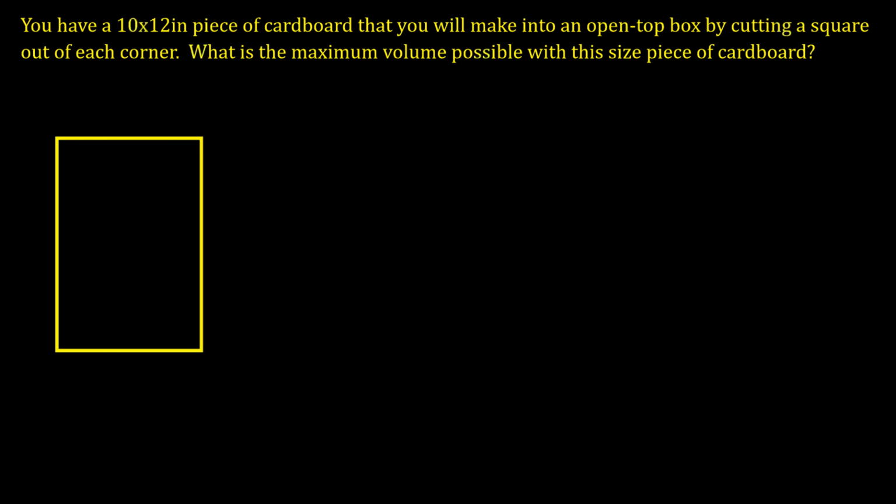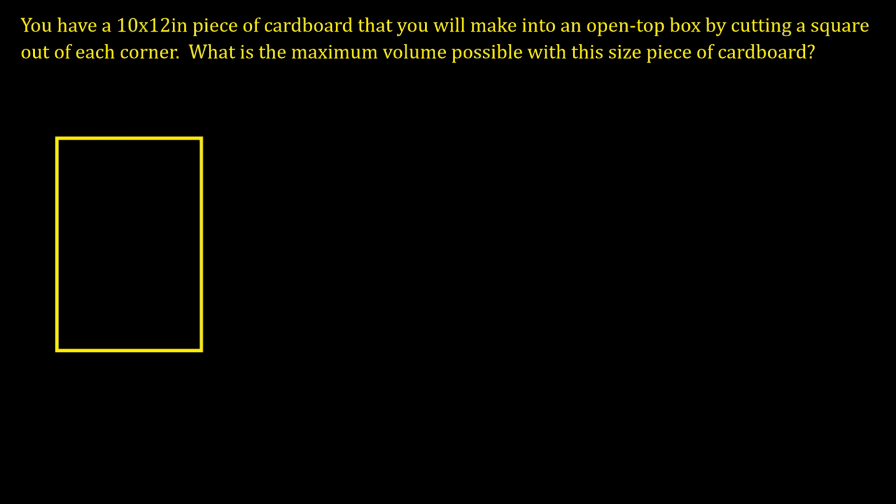This video is the first of a few what we're going to call optimization type problems. We're going to talk about a few things in here, but we'll just get into it. It says you've got a 10 by 12 inch piece of cardboard that you will make into an open top box by cutting a square out of each corner. What's the maximum volume possible with this size piece of cardboard?